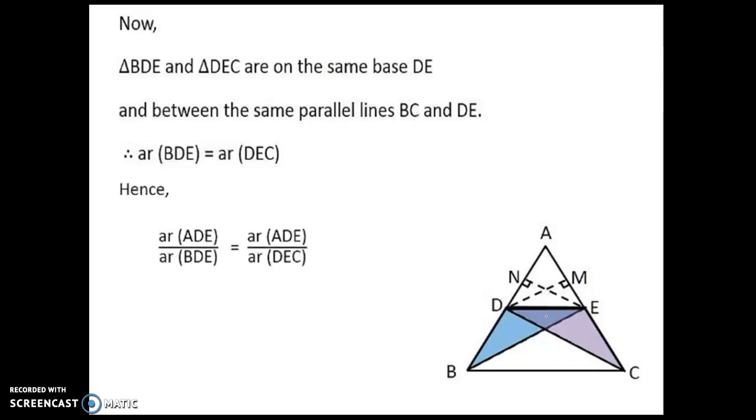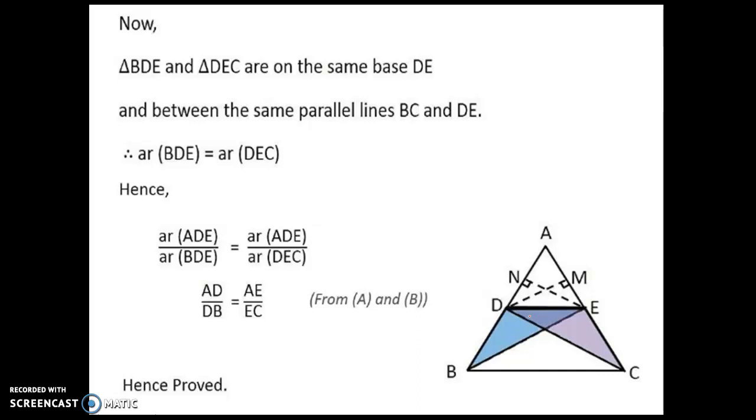Hence area of ADE by area of BDE equal to area of ADE by area of DEC. So these two are equal, and from equation A and B, which we already saw in the previous slides, we are getting AD by DB equal to AE by EC.